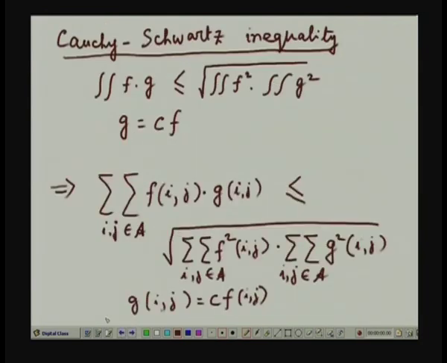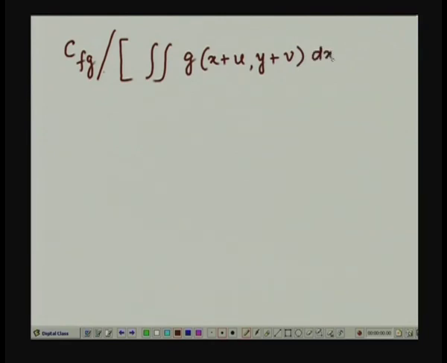So, in our previous one, what we said is that the normalized cross correlation will be CFG divided by the square root of the double integral of g square x plus u, y plus v dx dy, where the integration is taken over the region A. And once I take this, this is what we are calling the normalized cross correlation.